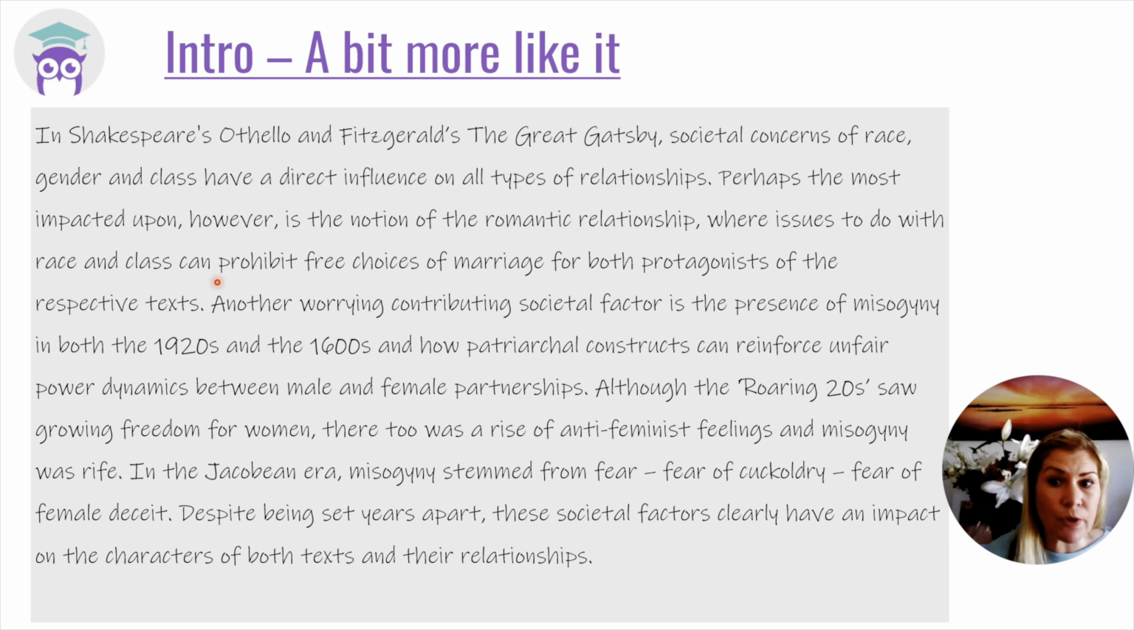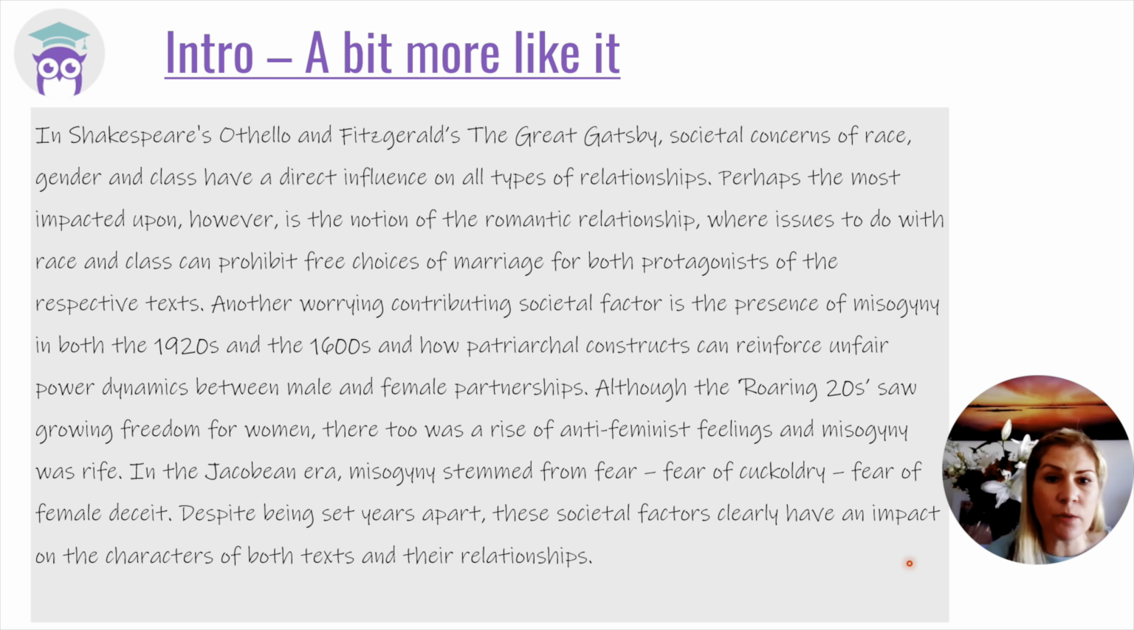We now know that I am writing about romantic relationships and how society stops people from having freedom of choice in marriage. I haven't needed to say, "in this essay I am going to discuss." I've just said this is the most important concern. Now I'm going to hit it in a little bit more context. You could argue that this doesn't need to be as long, but I'm sort of setting it out.